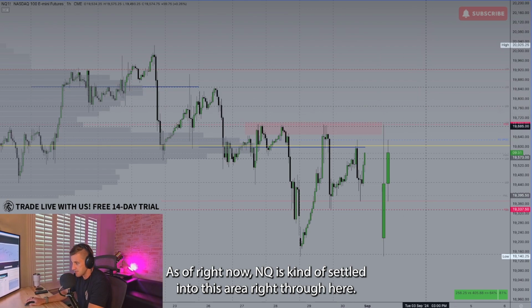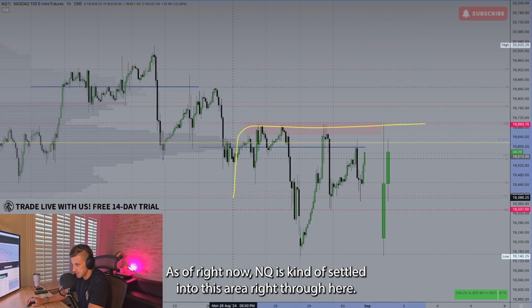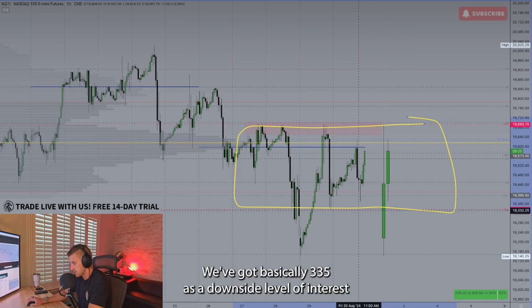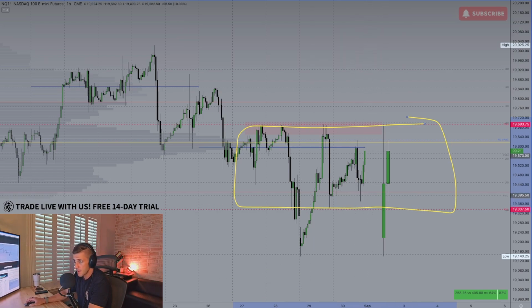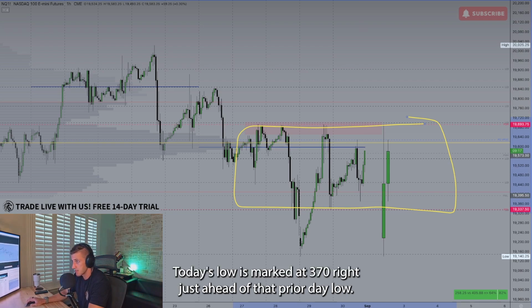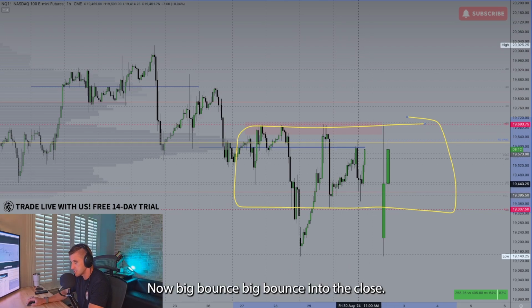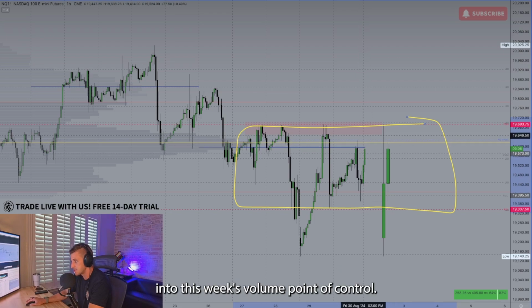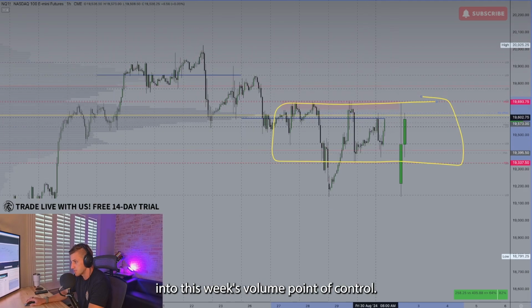As of right now, NQ is kind of settled into this area right through here, right? We've got basically 335 as a downside level of interest. Kind of near today's low. Today's low is marked at 370, right? Just ahead of that prior day low. Now big bounce. Big bounce into the close, pretty strong close setting up right now with price coming back into this week's volume point of control.